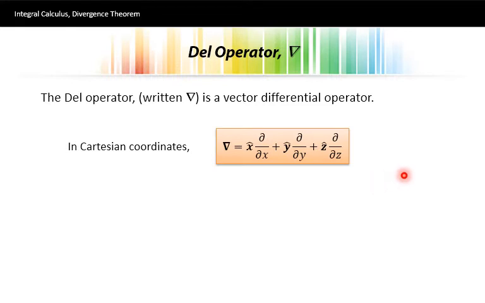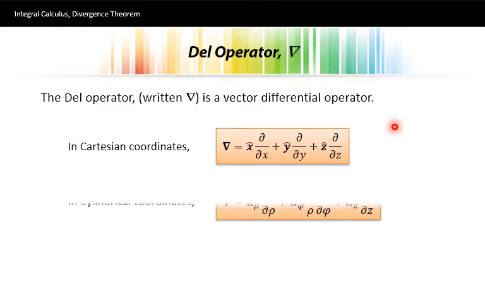Our next subject is the del operator. The del operator is written in the following form, and it represents a vector differential operation. In Cartesian coordinates, the del operator has the following form.